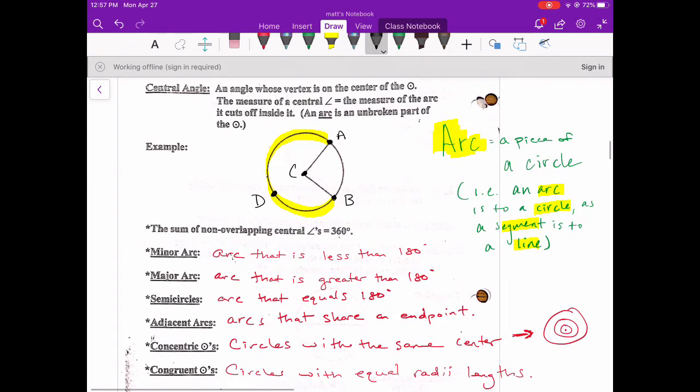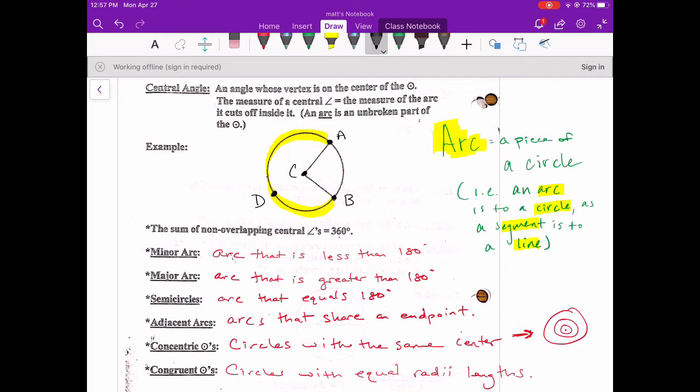Congruent circles, I said this earlier, congruent circles are circles with the same radius. So both of their distances from the outside to the center are the same. That's what makes two circles congruent. Notice that word radii, that's the plural of radius. All right, so again, pause if you need to write down any of these definitions.